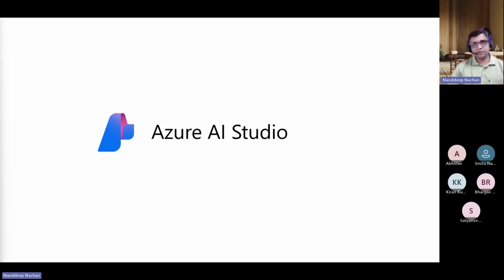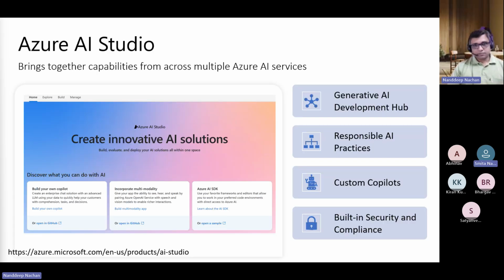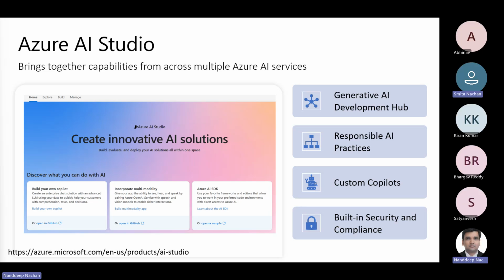But let's get to the basics. Let's get started with Azure AI Studio. Azure AI Studio is your all in one AI platform for building, evaluating, and deploying generative AI solutions and custom copilots. It brings together the capabilities from across multiple Azure AI services. It is a comprehensive platform that empowers developers of all abilities and preferences to innovate with AI and shape the future. It seamlessly integrates multiple Azure AI services and tools, allowing you to explore, build, test, and deploy AI solutions.